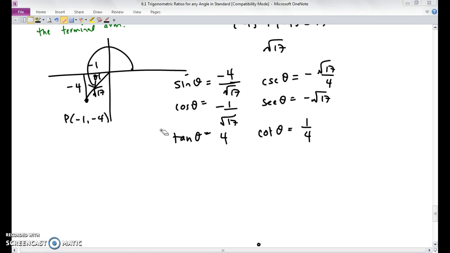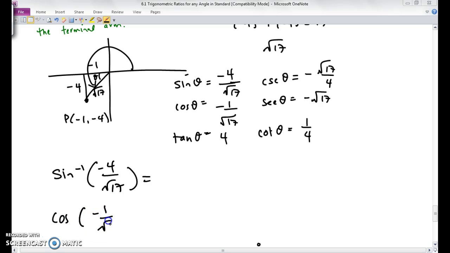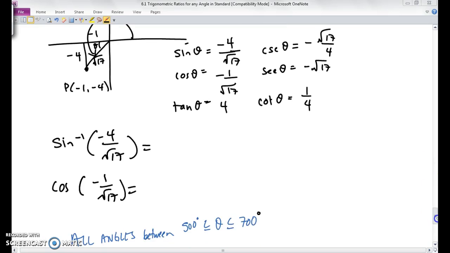So I want people on this side of the room to do inverse sine of -4 over root 17. Figure out what that is. People in the middle, I want you guys to do inverse cos of -1 over root 17. And then these two tables, I want you guys to do inverse tan of 4.